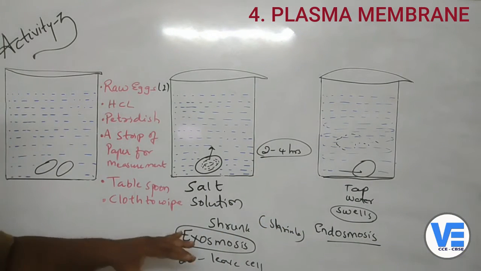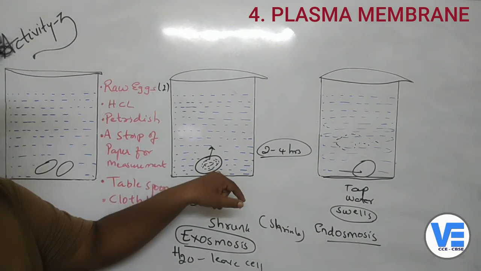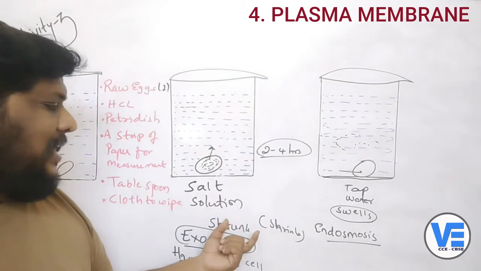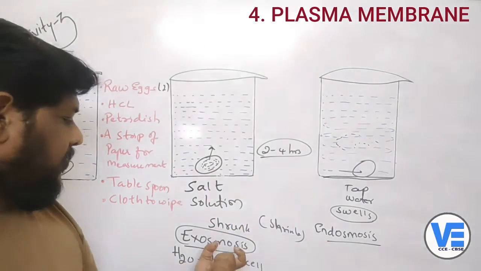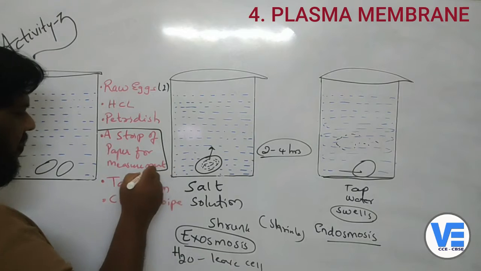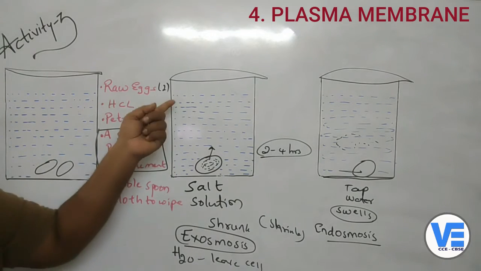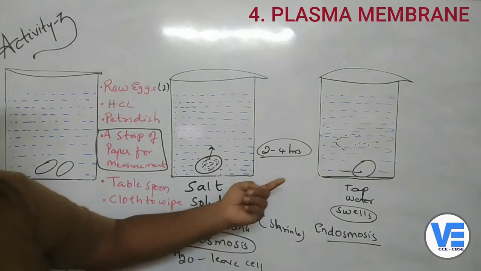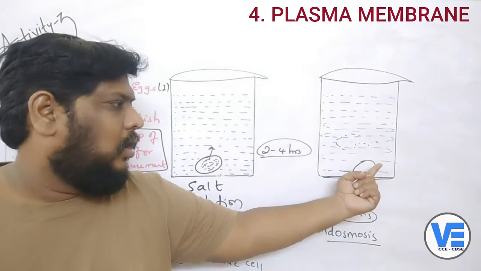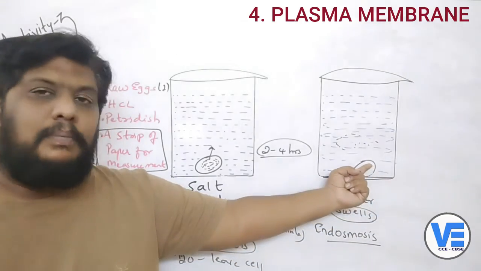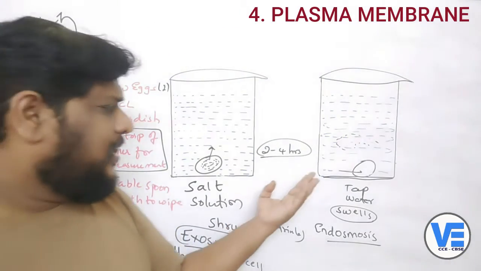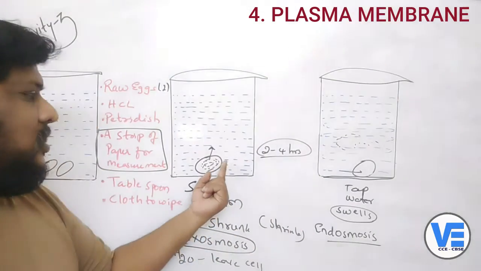So here we can see 2 things. One egg we have taken in the salt solution, and one egg in the tap water. The one we kept in the salt solution has shrunk a little bit. How can you say that it shrunk? Again, you can take the measurement of the egg and compare with the previous measurements. And how can you say the other is swollen? Already we have taken this measurement, so we can check the measurement of this particular egg and compare it with the previous one. When you do that, you can definitely find this is a bit swollen and the other has shrunk in size.